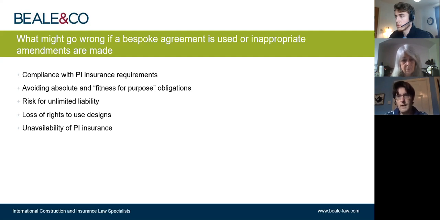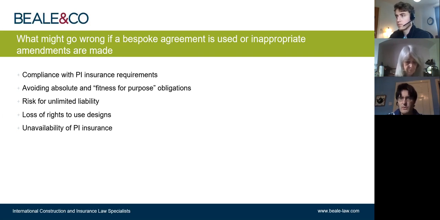Another example of where things can go wrong if you don't use an ACE agreement would be, as Rosemary mentioned earlier, that the ACE agreement includes an exclusion of indirect or consequential losses. What that is, is losses which wouldn't usually occur as a result of the breach of the consultant. Where you do have such indirect consequential losses, they can be quite significant.